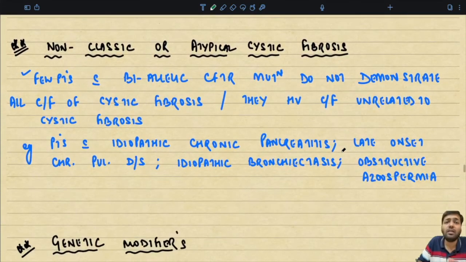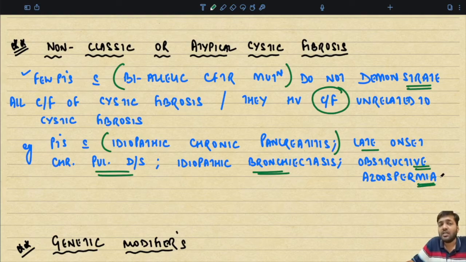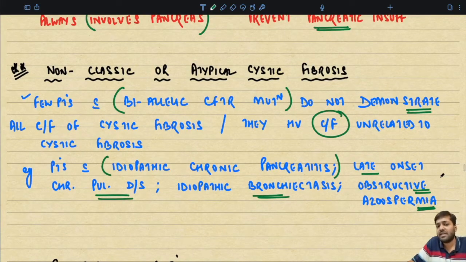Now, what is non-classic, or atypical, cystic fibrosis? A few patients who have biallelic CFTR mutations do not demonstrate all the clinical features of cystic fibrosis, or they have clinical features which are unrelated to cystic fibrosis. For example, patients with idiopathic chronic pancreatitis, or late onset chronic pulmonary disease, or idiopathic bronchiectasis, or obstructive azoospermia. So this is non-classic or atypical cystic fibrosis.